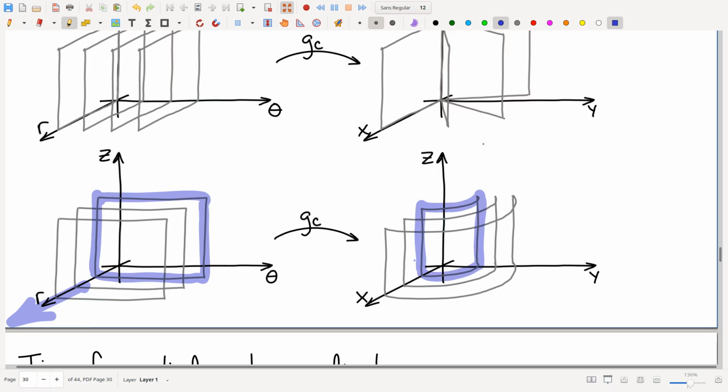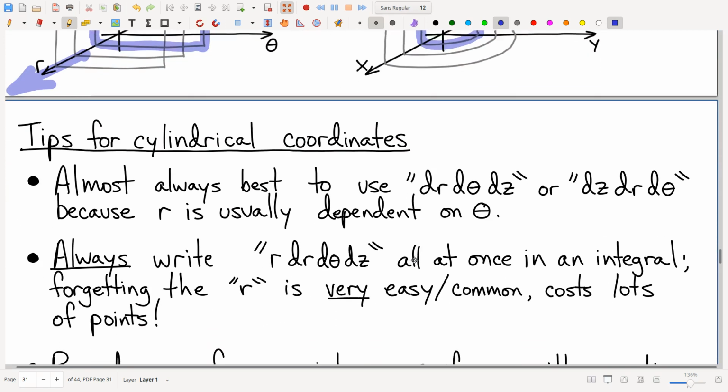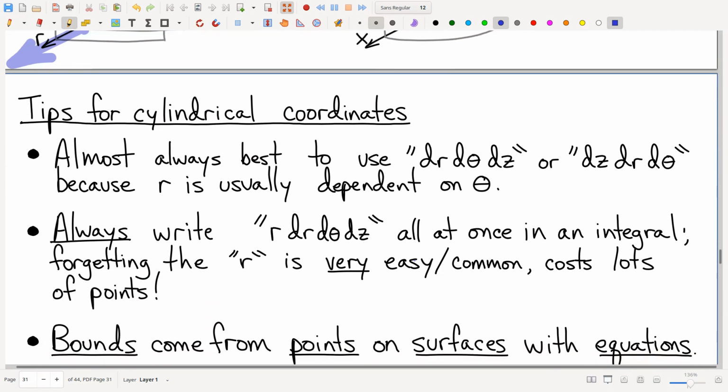It's going to turn out we're actually not going to have much need for this picture. Anyway, if you wanted to do that, that's how you do it. Okay, so we're going to do some integrals in cylindrical coordinates now.